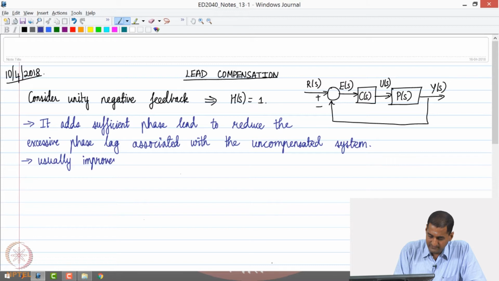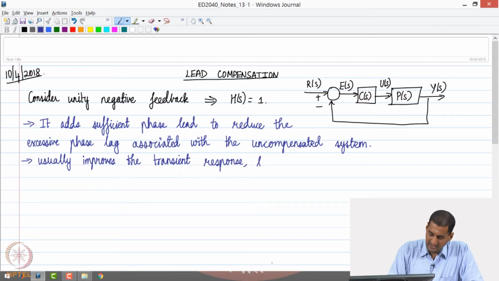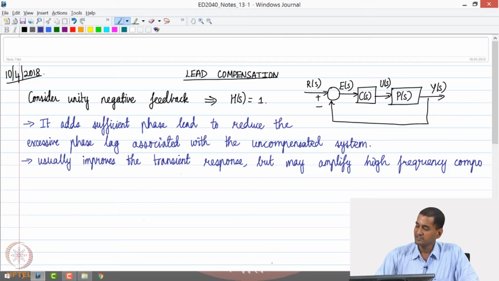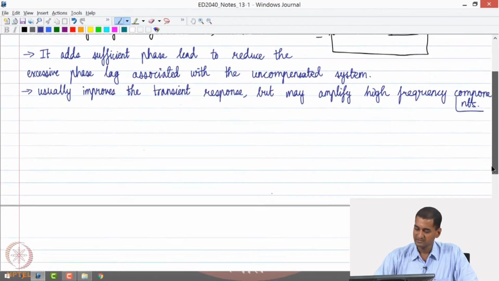We are going to see how, but it may also amplify high frequency signals. So in some cases it can amplify high frequency components in the output. That may be an issue, particularly if you have noise, for example high frequency noise. We will see how these points can be addressed as we go along.